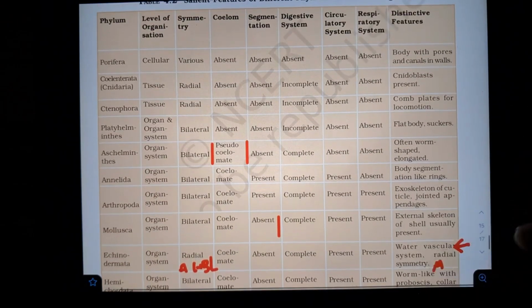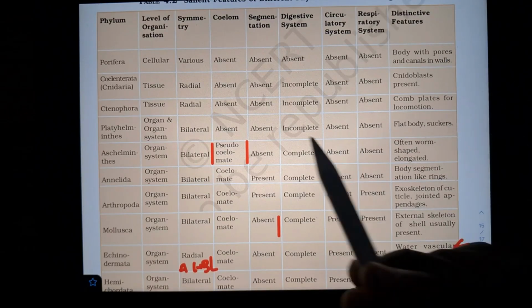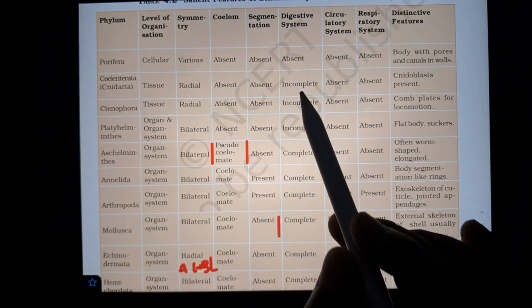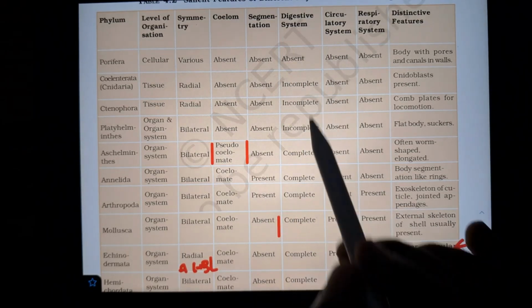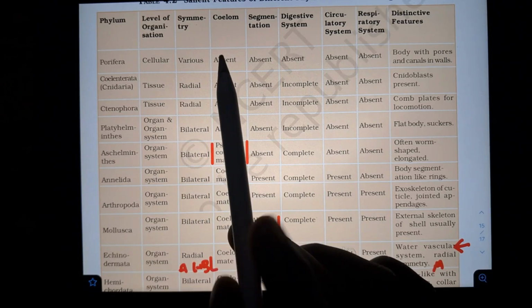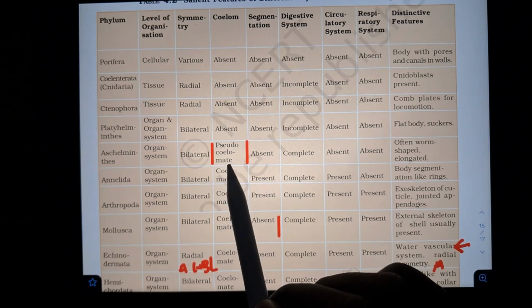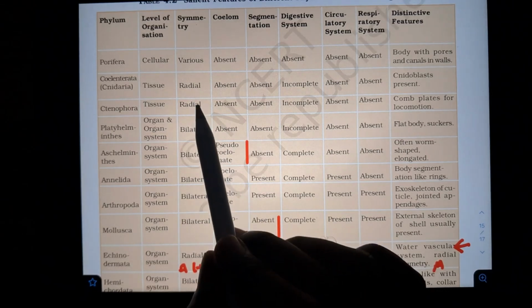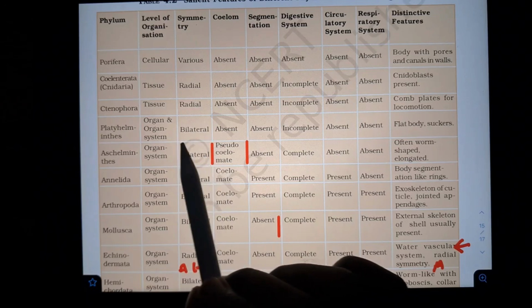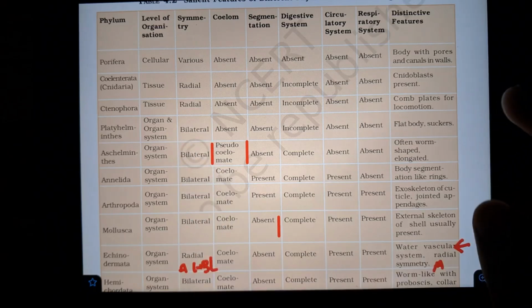You should read these distinguishing features once again and remember: when segmentation formed, which have incomplete digestive systems, which one is acoelomate and which one is pseudocoelomate, from where radial symmetry formed, from where bilateral symmetry has started. You should be thoroughly familiar with this table. Okay.